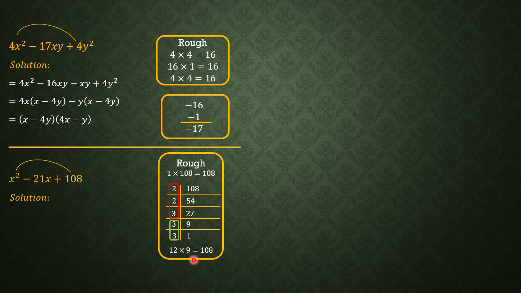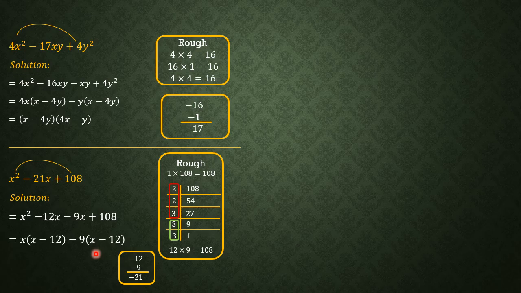If you know the table, students, it's very simple. If you know that 12 9s are 108, then you can directly do this question. How can you split 21? Minus 12 and minus 9 will give you minus 21. Because you need a negative sign, you have to write both of the negative numbers. Then x is common, x minus 12. Then minus 9 is common: 9 ones are 9, and 9 twos are 12. Now x minus 12 is common and x minus 9 is also common.